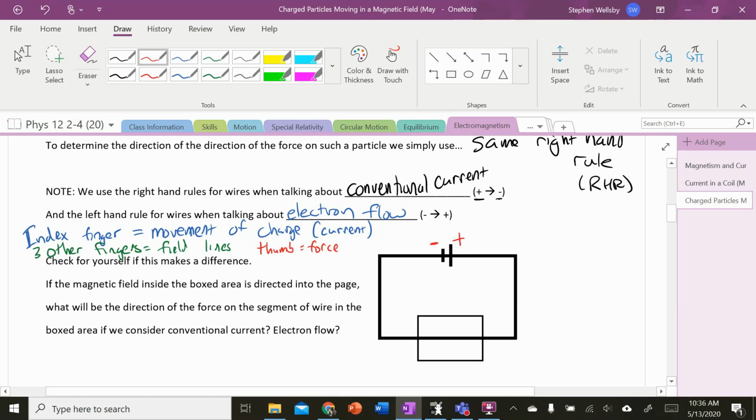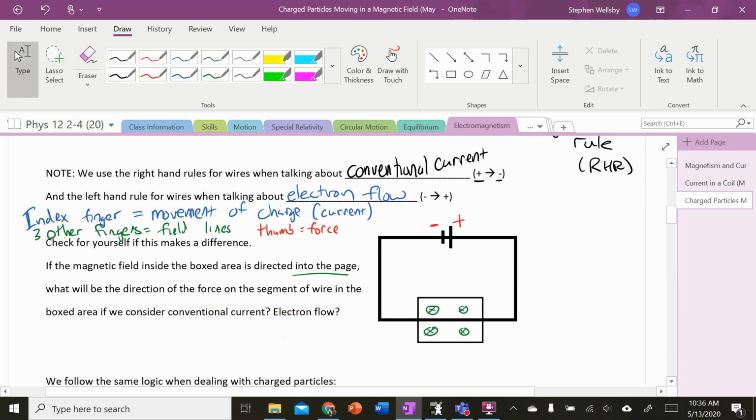So let's take a look here. This question says that we have a magnetic field inside this boxed area that is directed into the page. Into the page for a magnetic field, remember, we draw as circles with crosses. One way to remember is that it looks like an arrow flying away from you, into the page. So what would be the direction of the force on the segment of wire in the boxed area if we consider conventional current? Try both of these out.